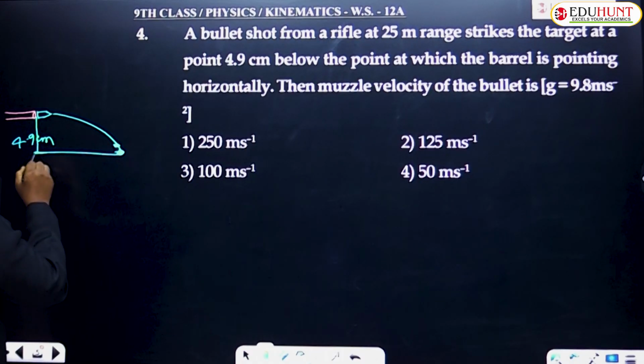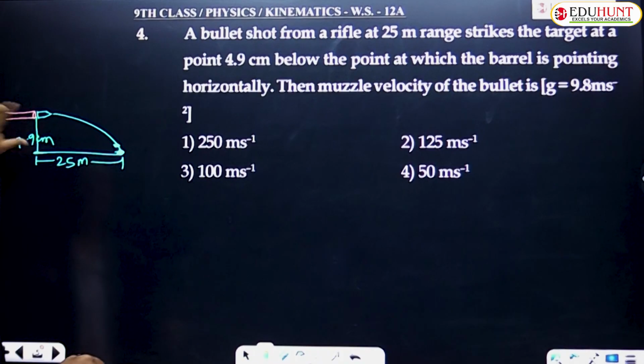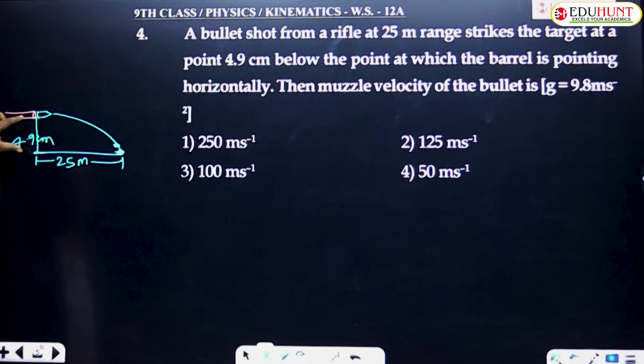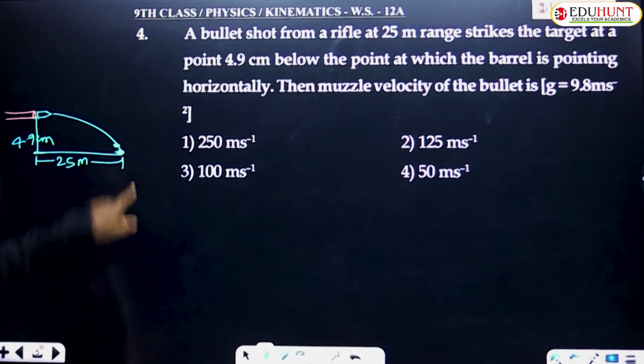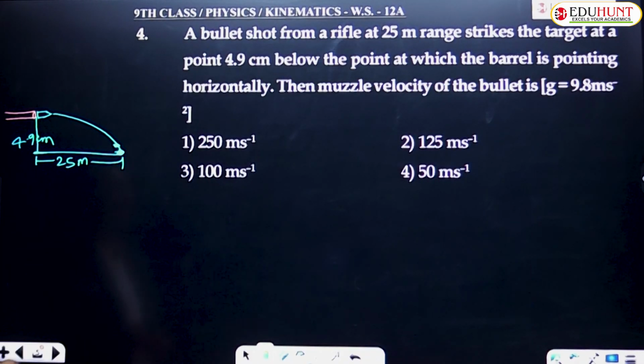The bullet shot from a rifle, 25 meter range, strikes this target, and the range is given as 25 meters. This is in meters and this is in centimeters. Height is given as 4.9 centimeters, whereas range is given as 25 meters. Simple. You are asked to find the muzzle velocity.